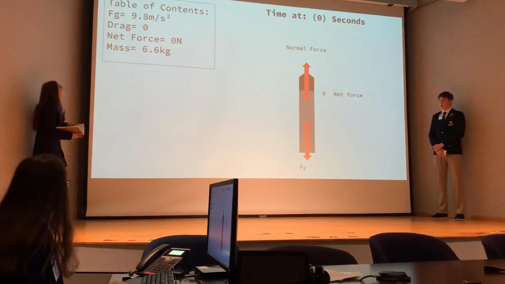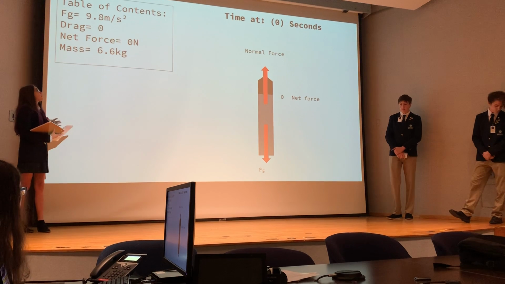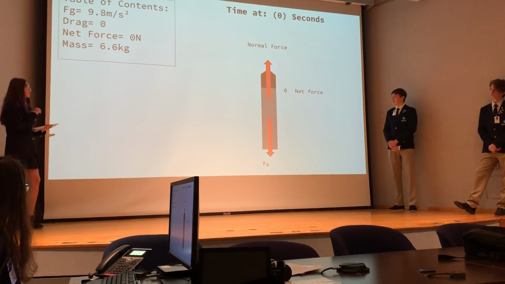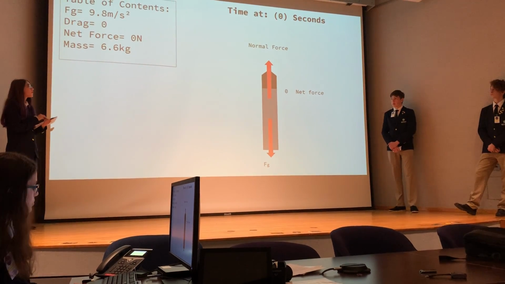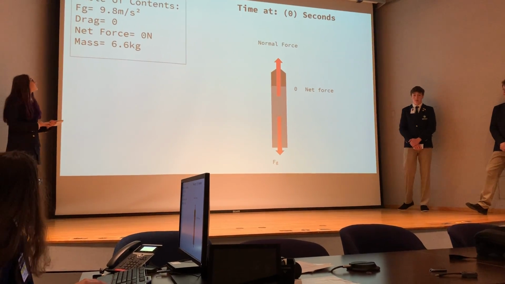So this is a free body diagram showing forces acting on our rocket at 0 seconds, right before we launch. We still have the total weight of 6.6 kilograms because we have not lost any fuel yet, and the net force is 0 because the normal force and gravity are balancing each other out.